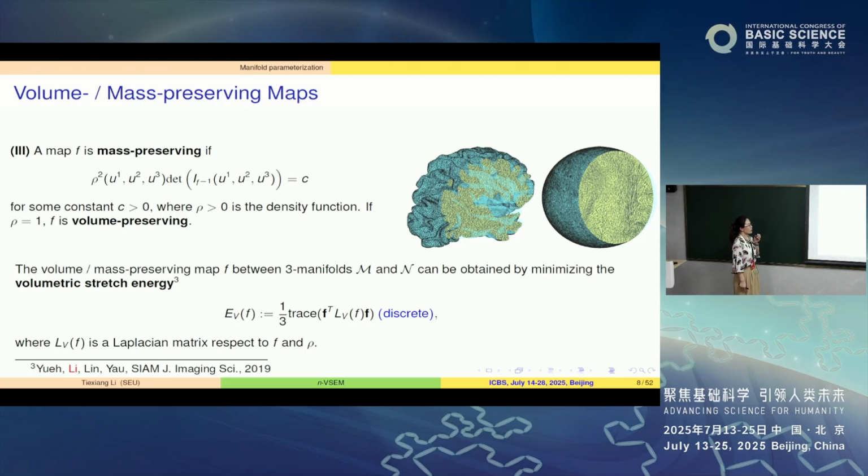So in the previous work, we developed the structure energy for the mass preserving and the area preserving based on the Dirichlet energy. So how to understand this energy? In this talk, I will give you the fundamental theory for the continuous version and the discrete version.